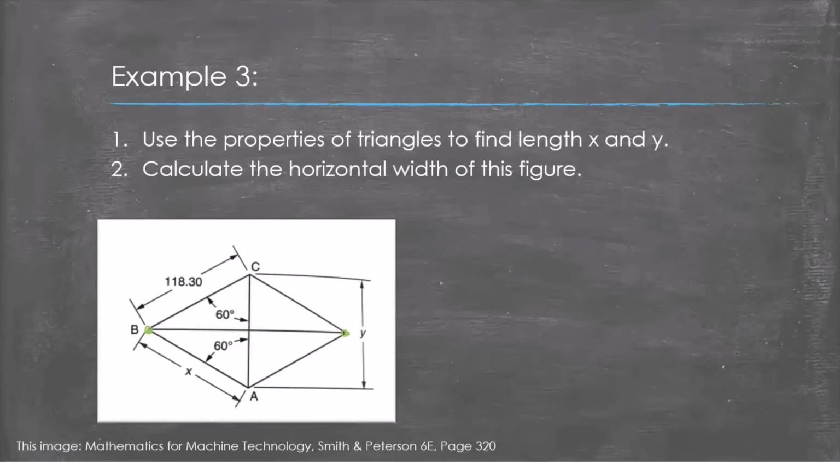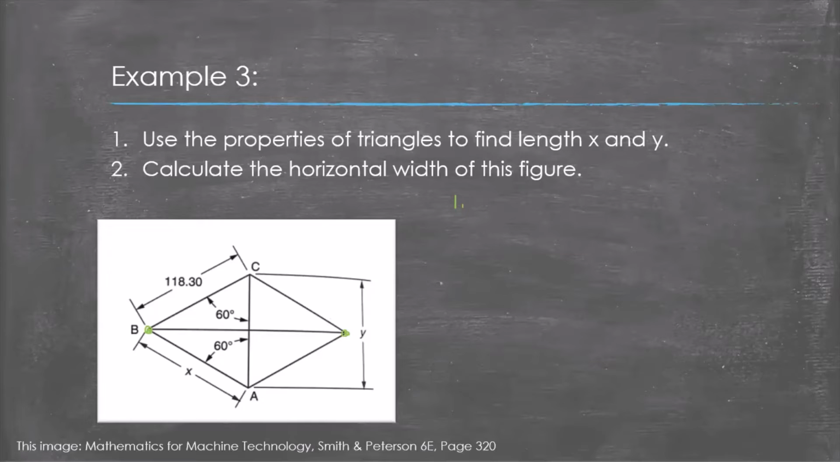All right, so the first thing we're going to do is find lengths x and y. Well, how do you do that? Because Pythagorean theorem says we need to know 2 lengths in order to find a missing side. And in this case, I only have 1 distance.